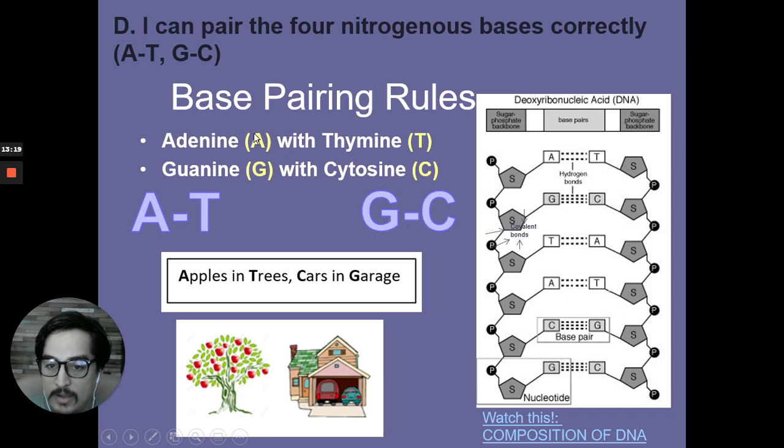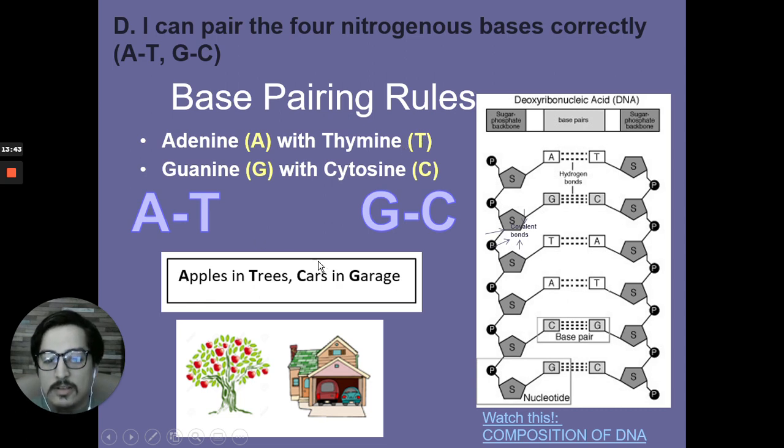So I'm reading it right here. A with T, G with C. Or you can say T with A and C with G. You can flip them around. It doesn't matter. A with T, C with G. So a little trick that we have, it's apples in the trees, cars in the garage. Okay? So if you remember that, you're gonna remember this.